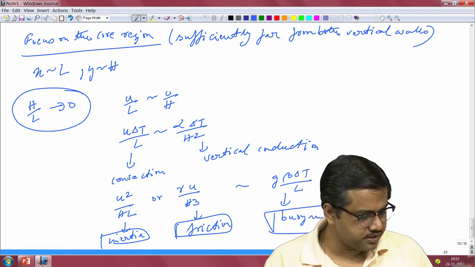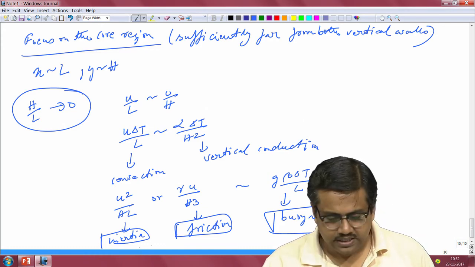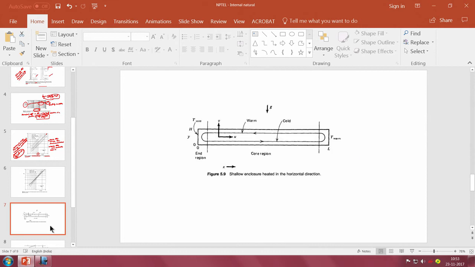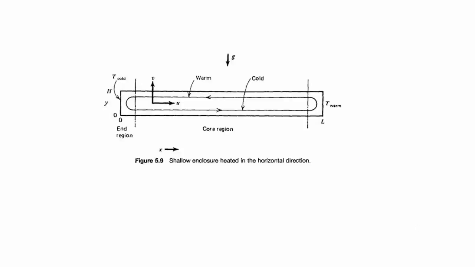So, at this point, we can take a look at figure 5.9, which gives an illustration of this particular problem, again taken from Bejan. This is the warm side, this is the cold side, this is u, this is v, all the things remain the same, this is the gravity, this is the core region, this is the end region. As you can see, the end regions are really thin.